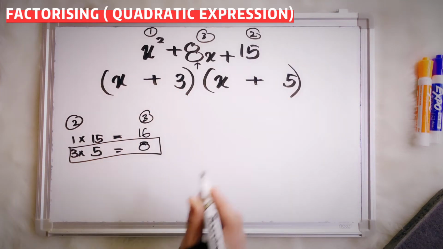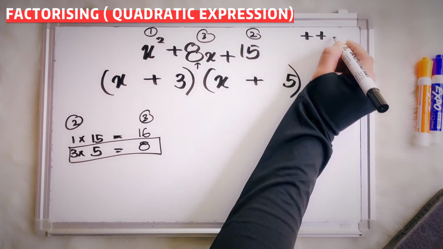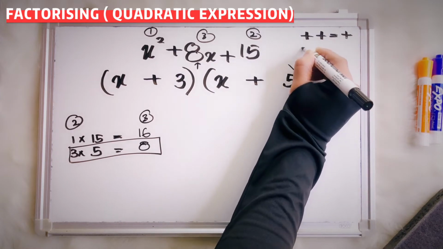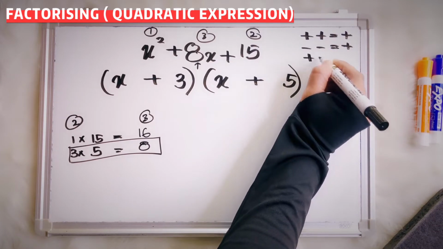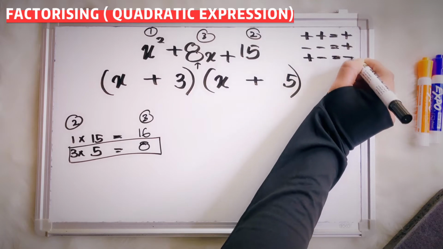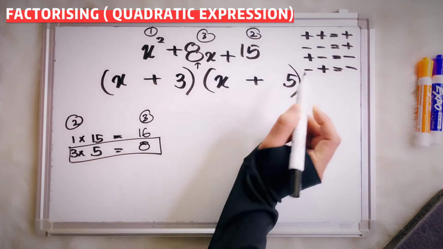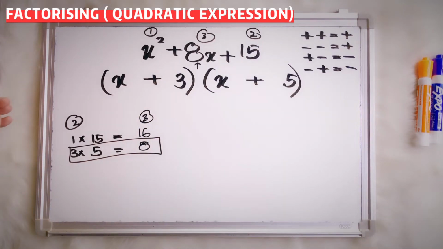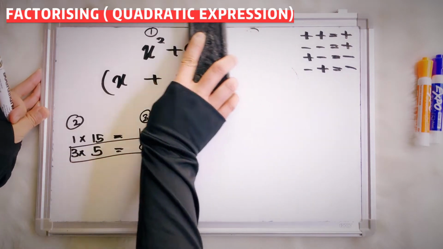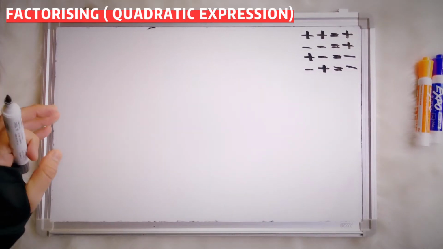I list down here: positive and positive, you will have positive. Negative and negative, you will have positive. Positive and negative, you will have negative. Negative and positive, you will have negative. So you look here, positive, positive, so all positive. I leave the signs here.